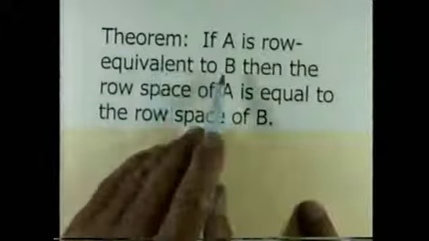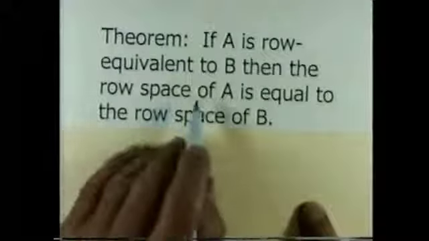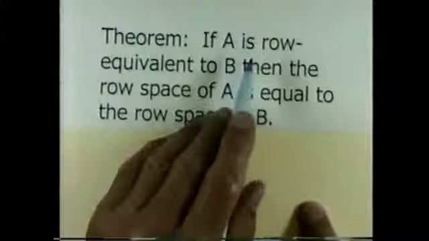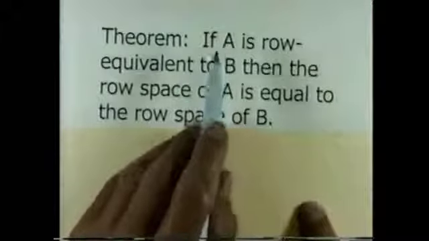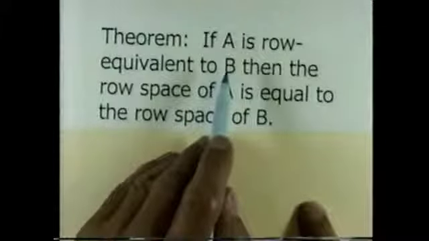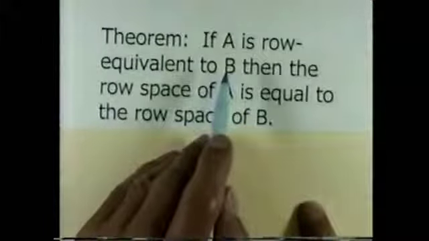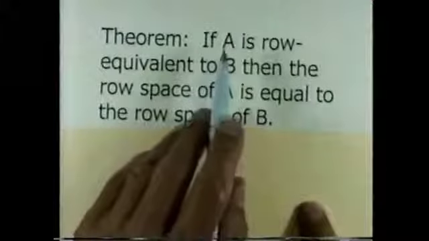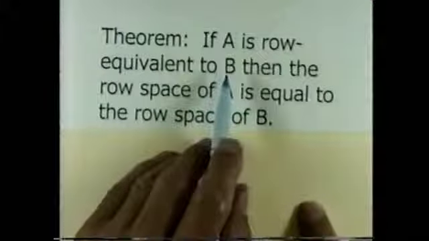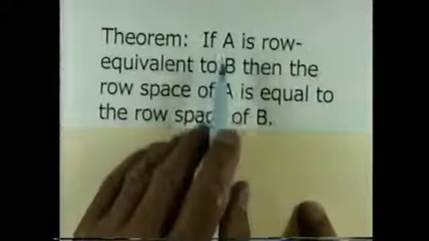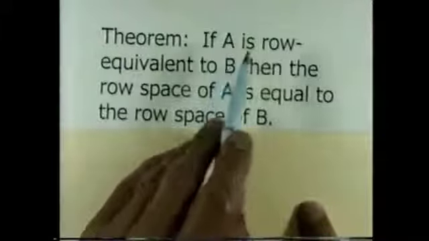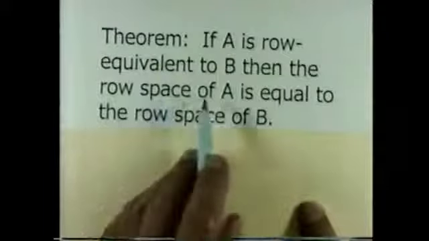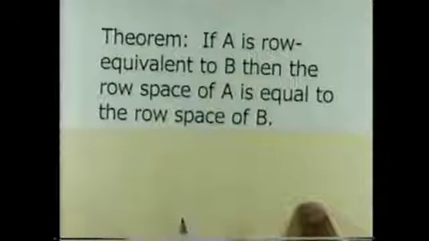If A is row equivalent to B, then the row space of A is equal to the row space of B. Now remember, A is row equivalent to B if A can be transformed into B by elementary row operations, which means you can interchange any two rows, you can multiply a row by a constant, and you can multiply a row by a constant and add it to another row. So using those three row operations, if I can transform A into B, then A is row equivalent to B. Now if A and B are row equivalent, then the row space of A is equal to the row space of B.